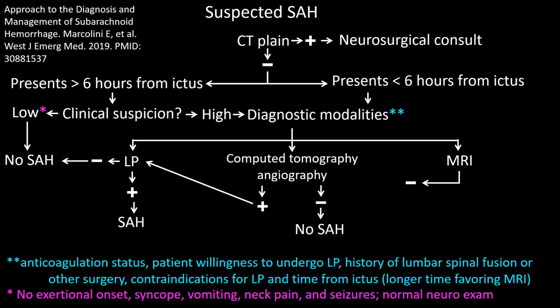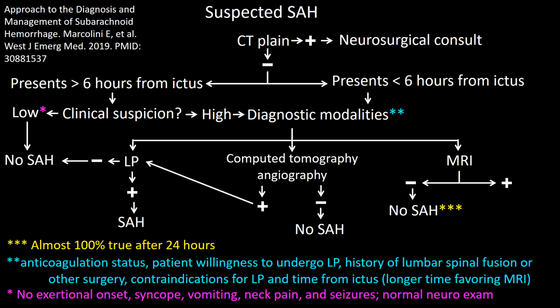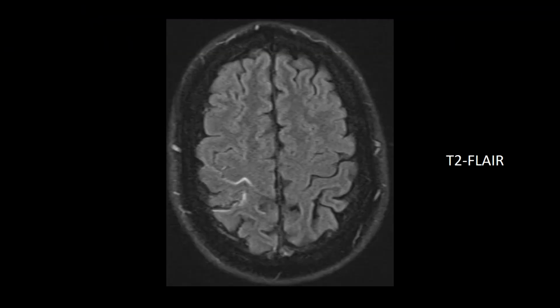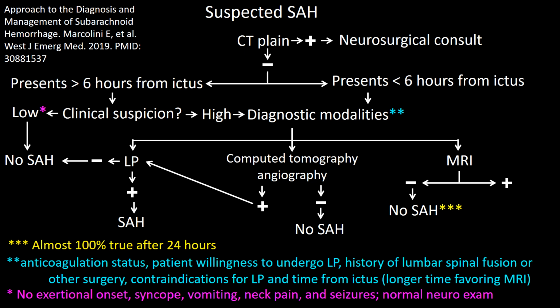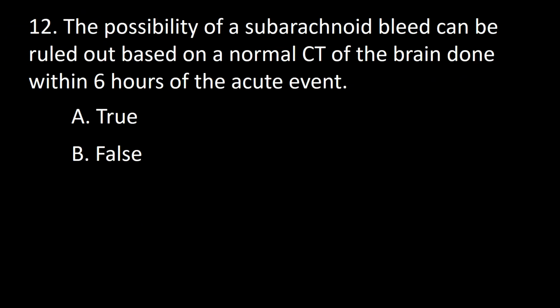If the MRI is negative, you can conclude, coupled with the negative CT done initially, the exam and the clinical finding, that there is no subarachnoid bleed. This is an almost 100% certainty if the MRI was done 24 hours after the ictus. If the MRI is positive, as shown here where you can see blood in the cortical sulci, you can conclude that a subarachnoid bleed has occurred and take the appropriate steps that we have already mentioned. So the answer to this question is B.